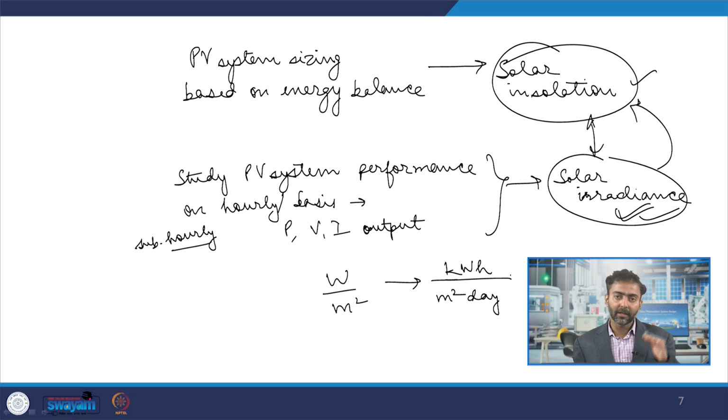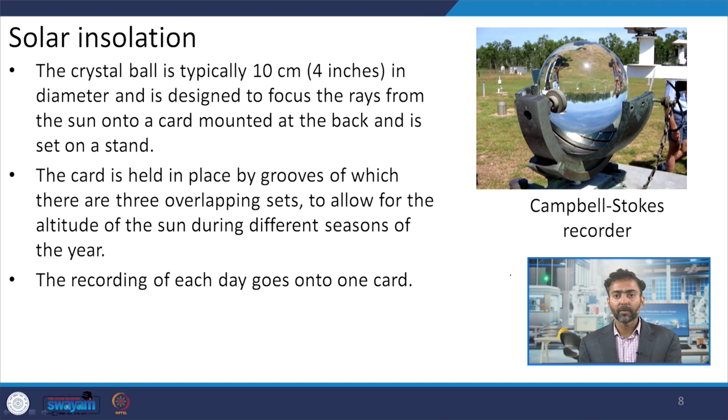If we know one, the other can be derived, but if we want to measure solar insolation separately, there are dedicated instruments for that as well, which are not very popular these days, but used to be popular historically, before so much development in measurement and sensor technology. So, this is what is used for solar insolation measurement. This is known as a Campbell Stokes recorder, and it was traditionally used for solar insolation measurement.